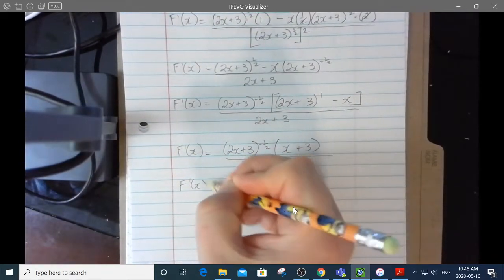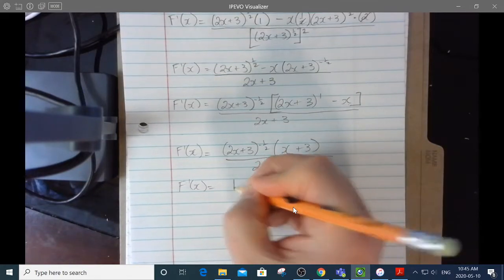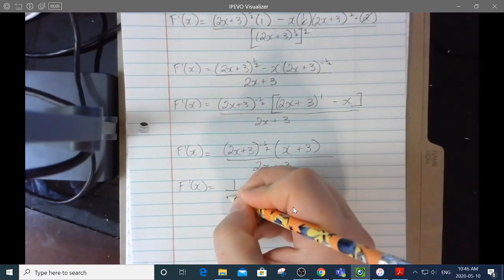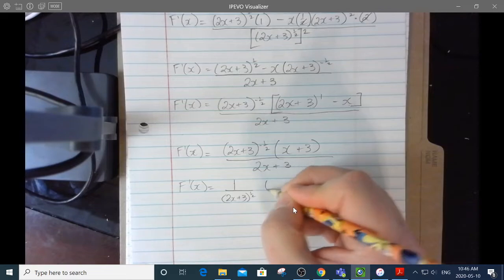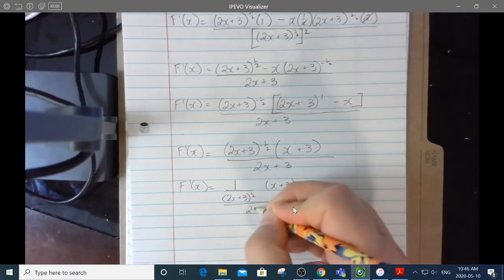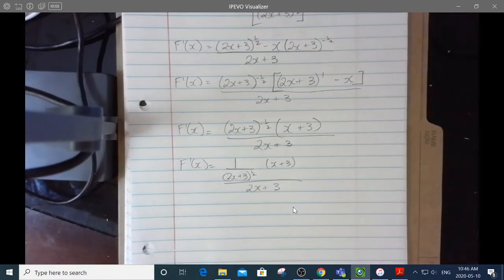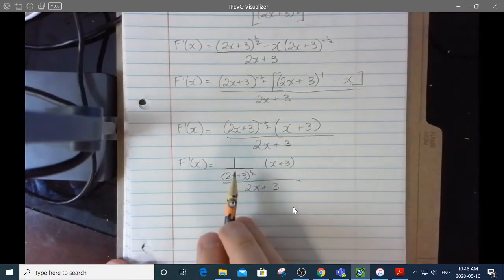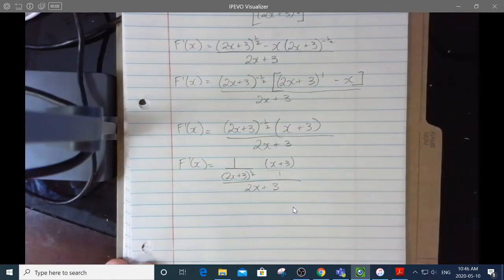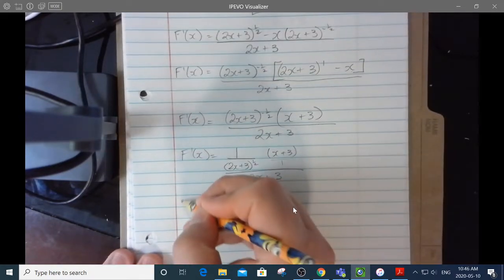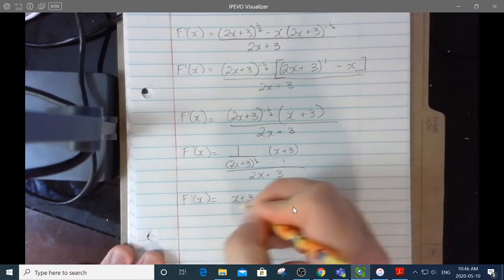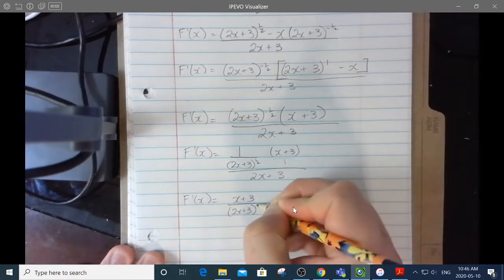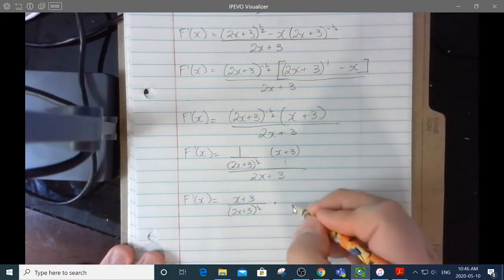So f prime of x is actually going to be 1 over 2x plus 3 to the 1/2 times x plus 3 all over 2x plus 3. And I know you're thinking that looks even uglier than it did a minute ago, but take a look. I can do top times top here. Remember this, I can think of this as over 1, right? So this is top times top, so that's x plus 3 over this. And then instead of dividing by this, I'll multiply it by the reciprocal. So this is going to be x plus 3 over 2x plus 3 to the 1/2 times the reciprocal of this denominator.